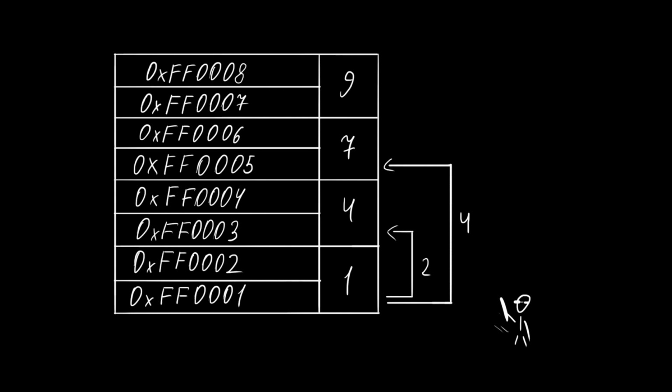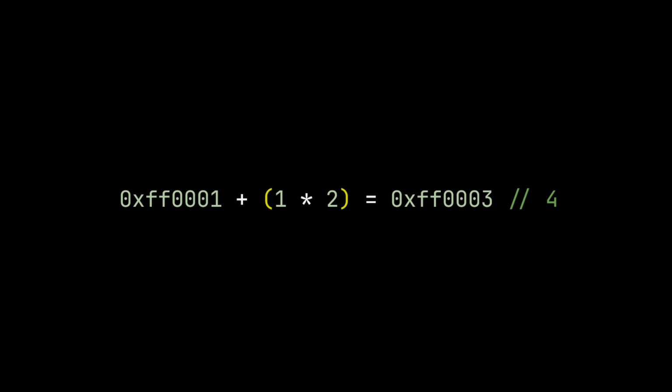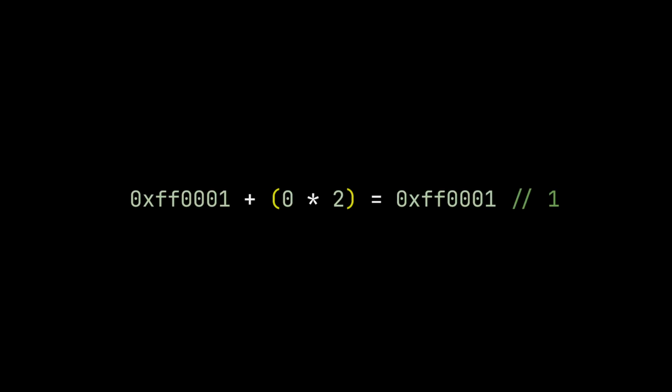So this way we have a formula: base address plus amount of offsets multiplied by data type size, and we will get the address of the desired value, the second value expression, the third value. Now the thing is, to access the first value, you don't need to do any offsets. It would look like this.